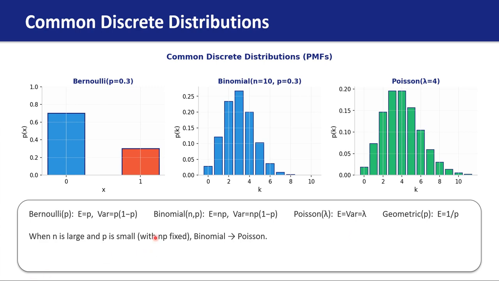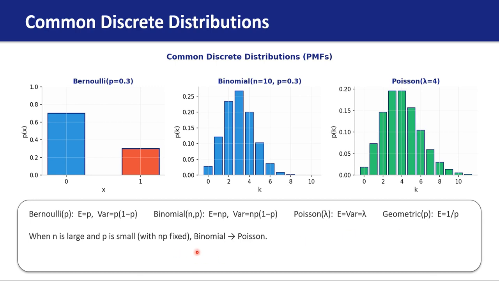The fourth common discrete random variable is geometric with parameter p, which is the number of trials until the first success. For example, keep sending packets until one gets through. P of X equals k equals (1 minus p) to the k minus 1 times p. The mean of this random variable is 1 over p.